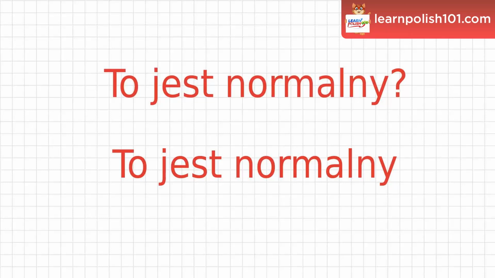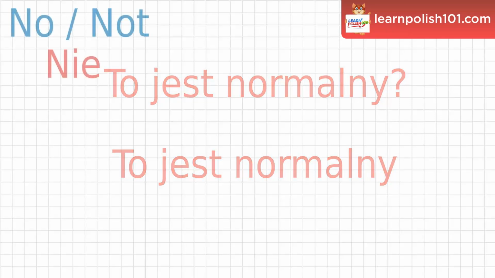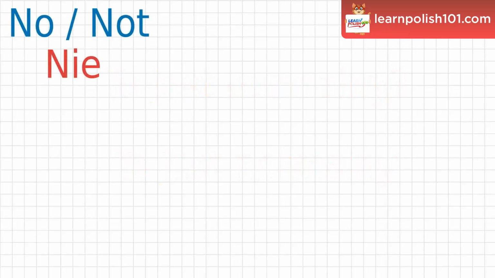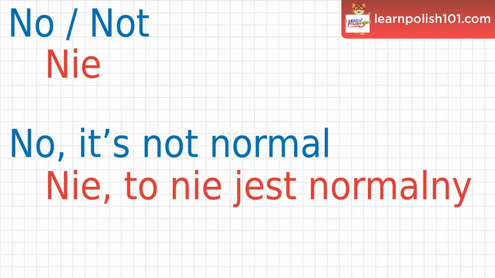So let's introduce the Polish for no, which is also the same word for not. Nie. Okay, so here's how you would say no, it's not normal. Nie, to nie jest normalny.